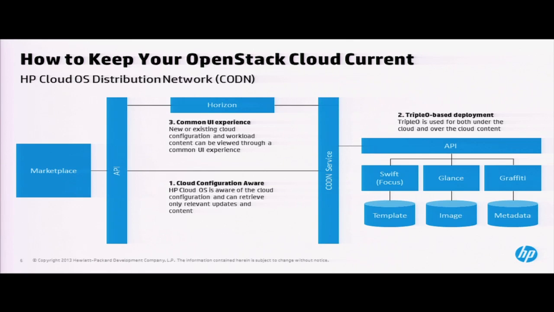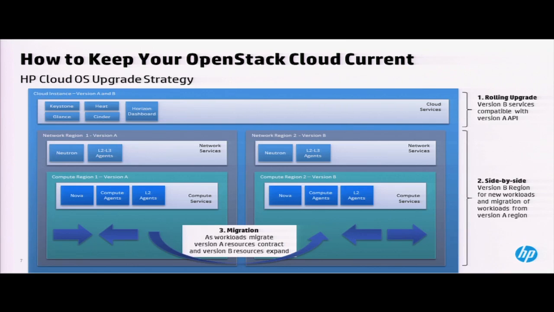With that, HP has introduced a new service called the CloudOS Distribution Network, and it's a service that helps customers understand what are the changes that are made to their underlying platform and which ones are relevant based on the configurations of their clouds, as well as what is actually currently running in their clouds. So it's not just a new version of OpenStack comes, but it's how relevant are those changes and which changes are relevant based on your current configuration. And when you look at a particular migration strategy, then it depends again on the configuration of your clouds and what you currently have running.